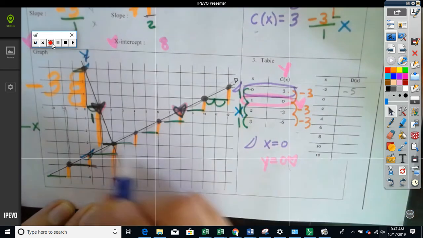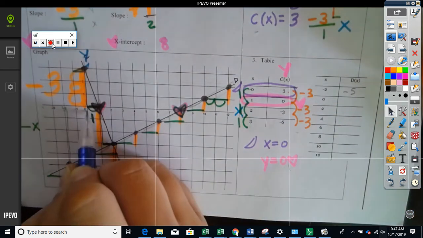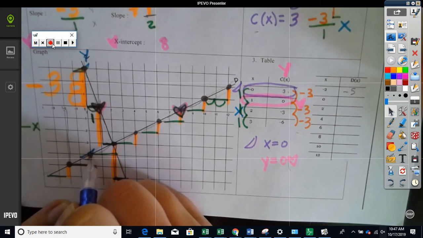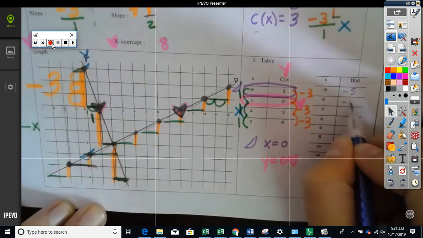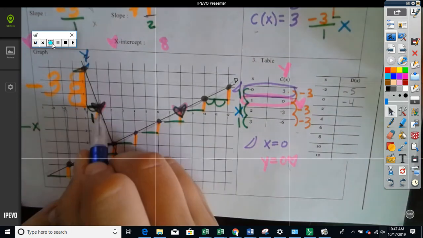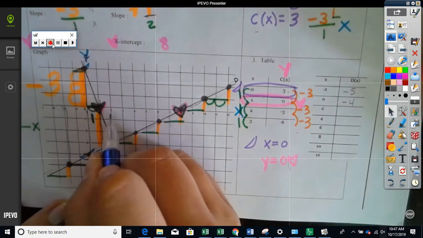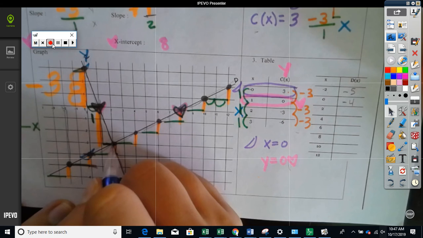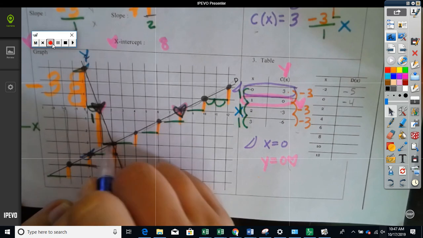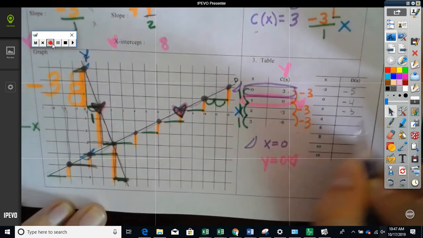Then you go to 0. Here's 0. The number is 0. I touched my graph. Right there's my banana. And it is at number negative 4. Then I go to, no, I don't go to 1. I go to 2. I touch the graph. The points should already be there. Negative 3. And then I go to 4.